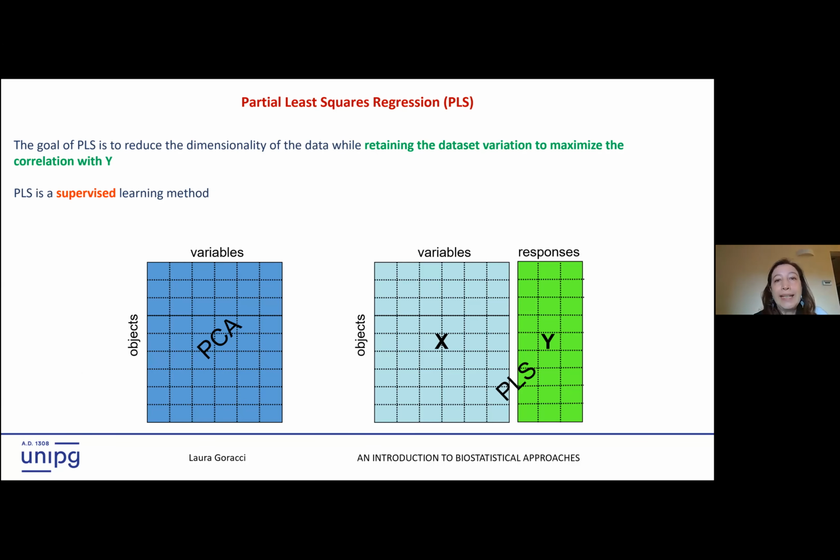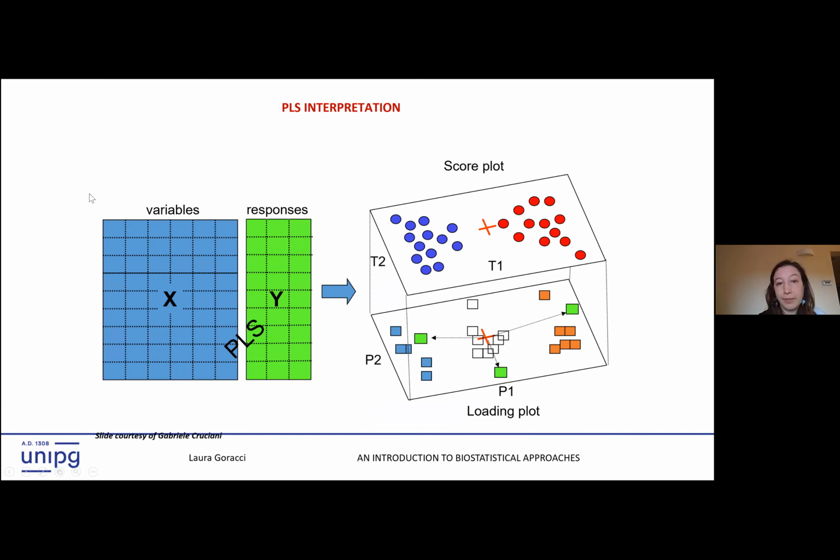Now that I have explained the PCA, partial least square regression, or PLS, will be very simple, because the goal of the PLS will again be to reduce the dimensionality of the data, but this time we are looking for a correlation with the Y, so with the response data matrix. And so we not only want to make the dimensionality reduction, but we want to retain the dataset variation that maximizes the correlation with the Y. Since we are adding this information to the model, PLS is a supervised learning method.